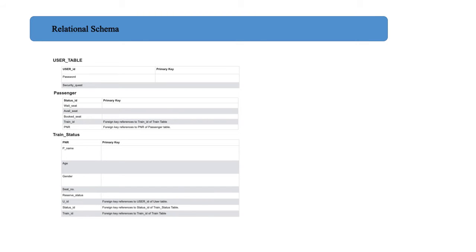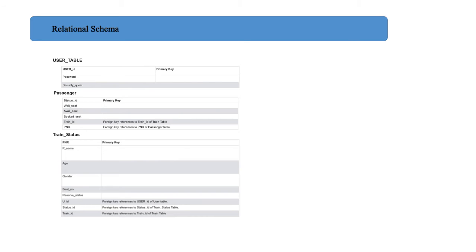In the relation schema, this is the user table where we can see the existing users. If a new user wants to log in, he should enter the attributes on the registration page and press the submit button. The new credentials will update in the user table, and after that the user can log in through the login page. Next entity is the passenger, and the attributes are wait seat, avail seat, booked seat, train ID, PNR.